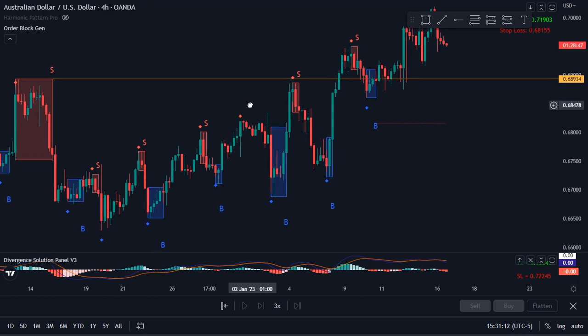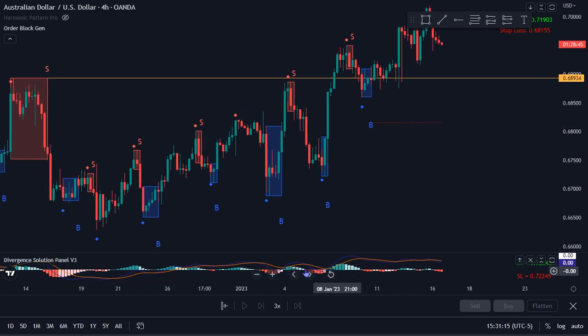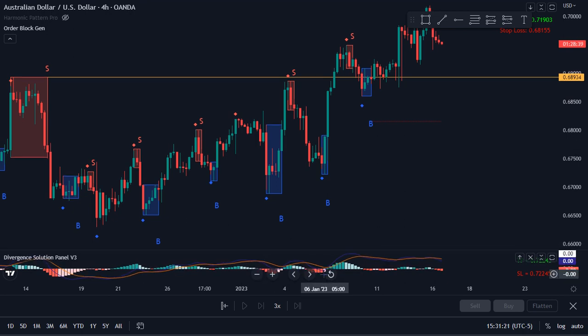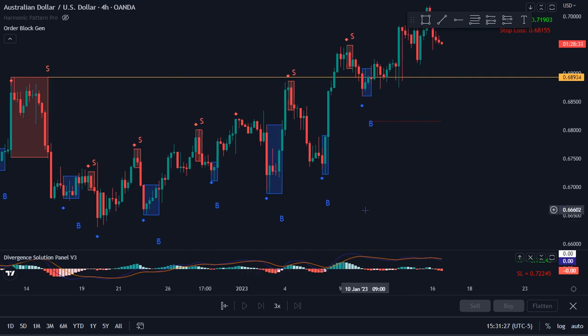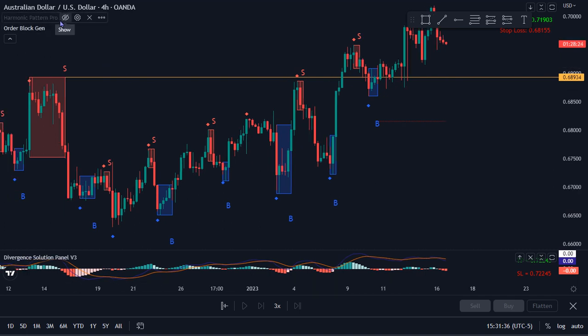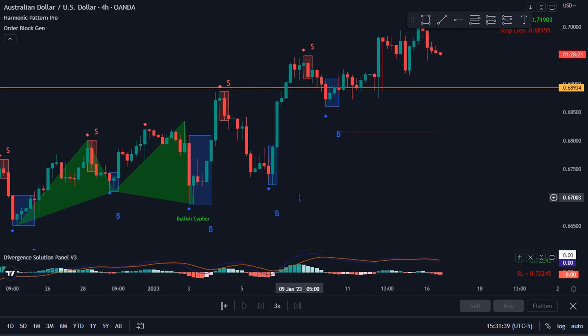But let's go. I'm not going to worry too much about the Divergence Solution Panel here. I really just want to highlight the crosses and the histogram movement in the lower time frame. So let's go down to the 1 hour. Actually, before I do that, I want to point out as I bring this back up. Remember, many times we will see order blocks form either with this last candle, and we see the order block mark out this very last candle that validated the cipher pattern.